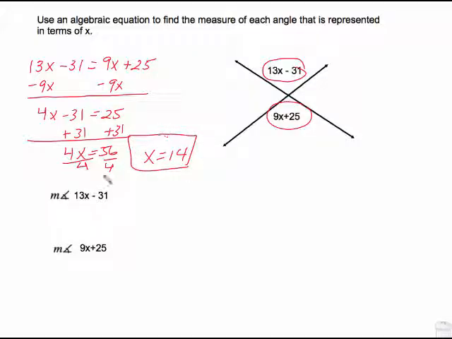And like the previous problem, they just don't want x. They want us to plug this back in and do the arithmetic. So this is 13 times 14 for x minus 31. You can use your calculator, and this works out to be 151 degrees. This one better work out to be 151 degrees. These are vertical angles. They're supposed to be equal. But to be safe, especially if you're doing a test, I would check this out. So if you do 9 times 14 plus 25, it is 151 degrees. And because you got this independently of this, and it checks, then you know that you've done this correctly.